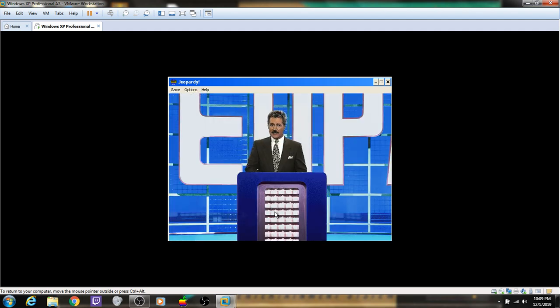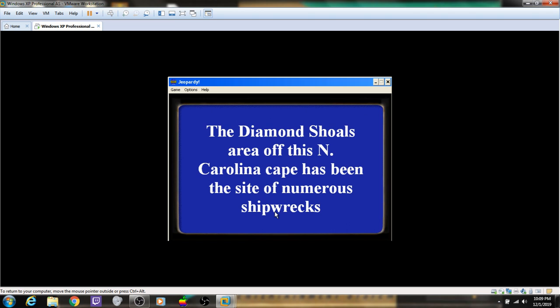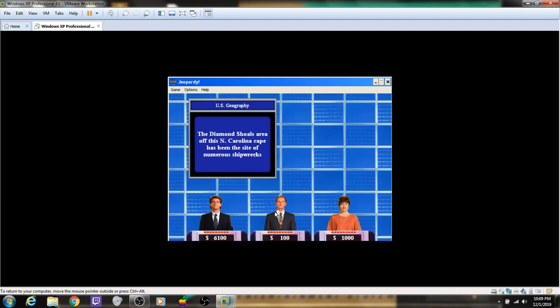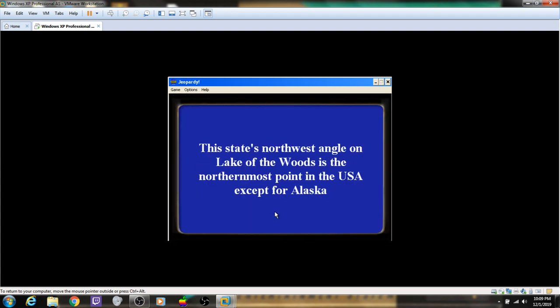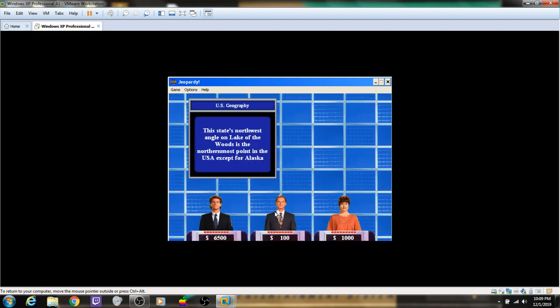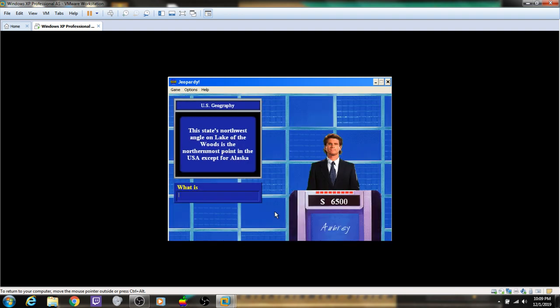400. Contestant number 1. The Diamond Shoals area off this North Carolina cape have been the site of numerous shipwrecks. What is Cape Hatteras? You are correct. Contestant number 1. This state's northwest angle on Lake of the Woods is the northernmost point in the USA, except for Alaska. I'll just say what is Minnesota. Yep.